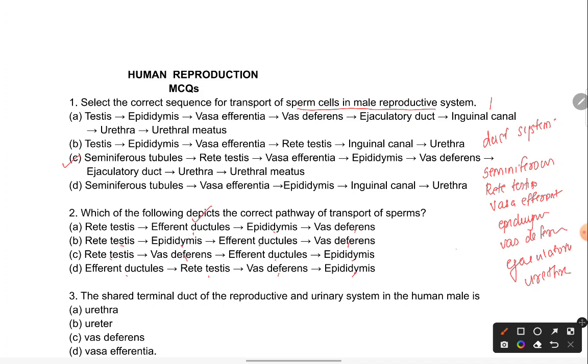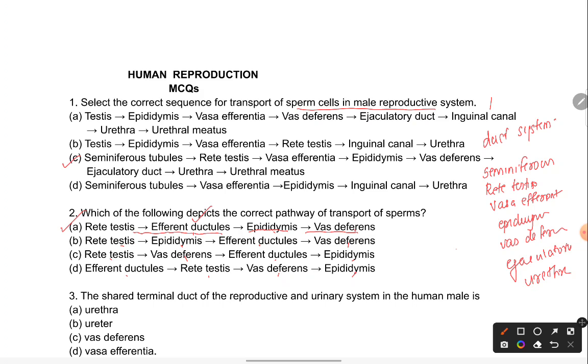Efferent ductules are what? Ductules are the branches of the ducts. So efferent ductules are those ductules which are coming out of the testis. Just after the rete testis, it comes out as efferent ductules. Efferent ductules then lead towards the epididymis. Epididymis then to vas deferens. So which is the correct option? A is the correct option.